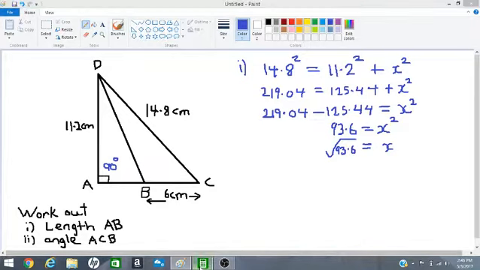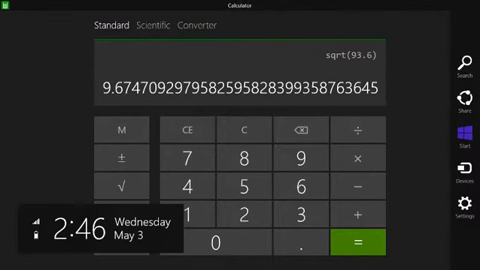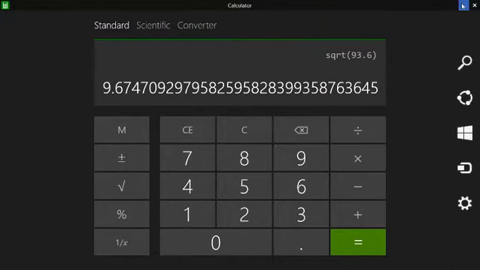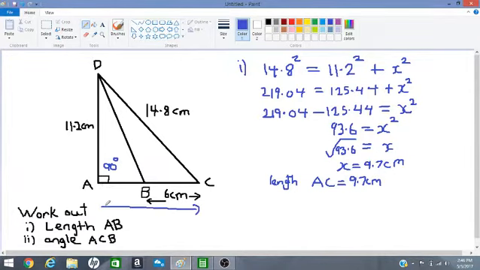Let's go in our calculator and get that. 9.6747. Let's round it off to one decimal place. So x will be 9.7 centimeters. What does that mean? It means the length from A to C, this length is 9.7 centimeters. From here to here is 9.7 centimeters.